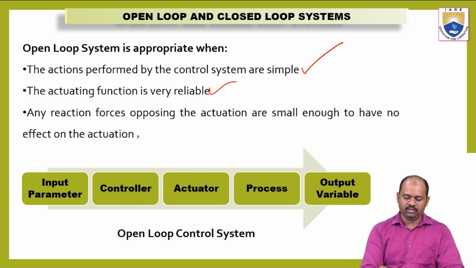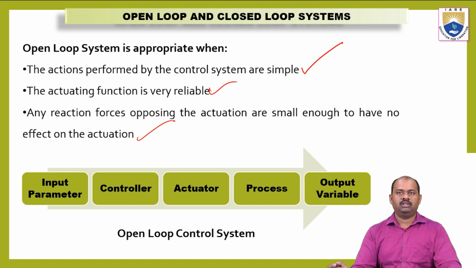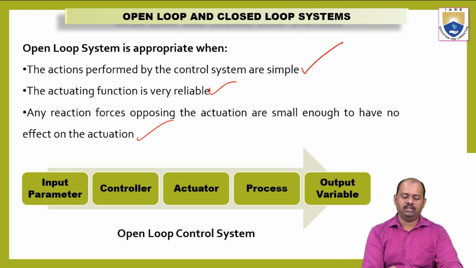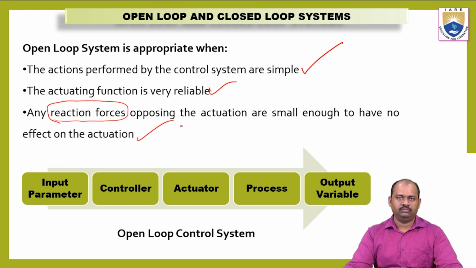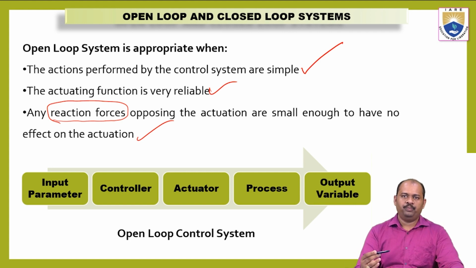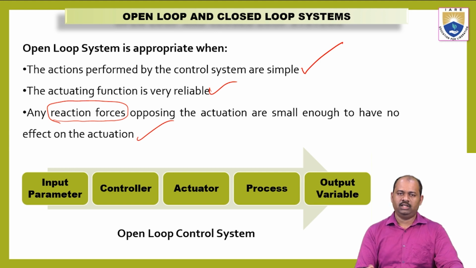And then the third point is, any reaction forces opposing the actuation are small enough to have no effect on the actuation. So here we are talking about reaction forces. Any reaction forces opposing the actuation are small. So we have an actuator. It can create some motion. It can create linear or rotary motions.